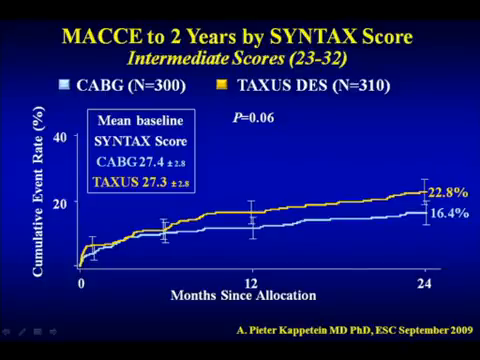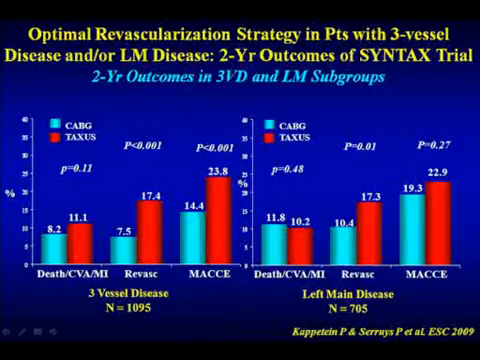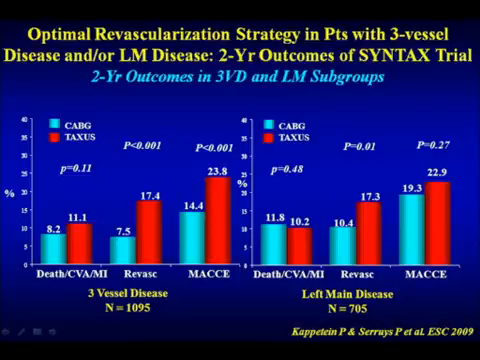p-value just making it to 0.06, but once you go to the higher SYNTAX score, clearly there is a 13% advantage in the MACE in favor of CABG compared to DES, and largely these are driven by the revascularization and some by myocardial infarction. So these are basically the data that at least for the hard endpoint you can say there may be no difference, but revascularization, myocardial infarction in a high complex group is higher in the DES group compared to CABG.